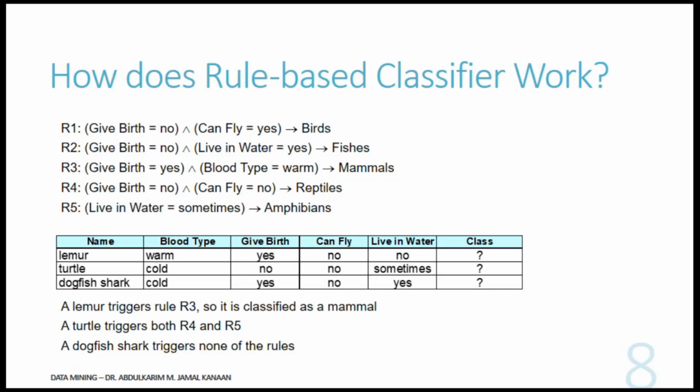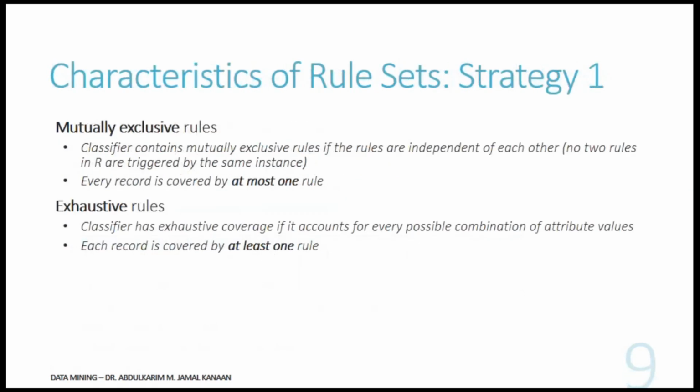Is it exhaustive? No, because if you check Dogfish, there is no rule to trigger. There is no rule to trigger for the case of Dogfish, meaning we cannot predict. So this rule set from R1 to R5, the one that we have, is neither mutually exclusive nor exhaustive. Clear? None of these characteristics applies to this rule set.